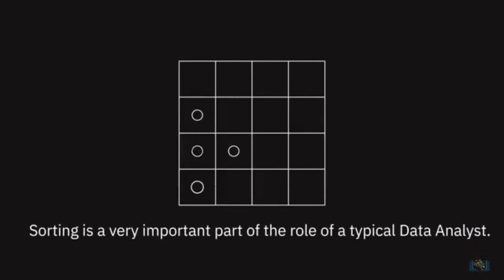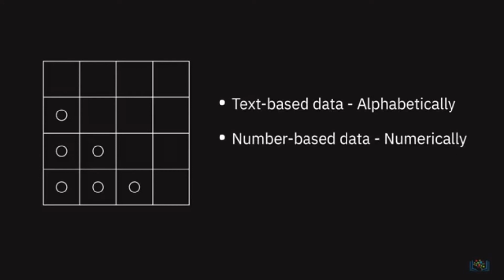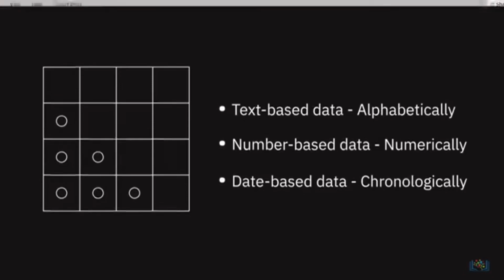Sorting is a very important part of the role of a typical data analyst. You might need to organize your text-based data alphabetically, your number-based data numerically, or your date-based data chronologically. When you sort data using these logical parameters, it makes it easier for you to conceptualize and visualize your data in a more meaningful way.